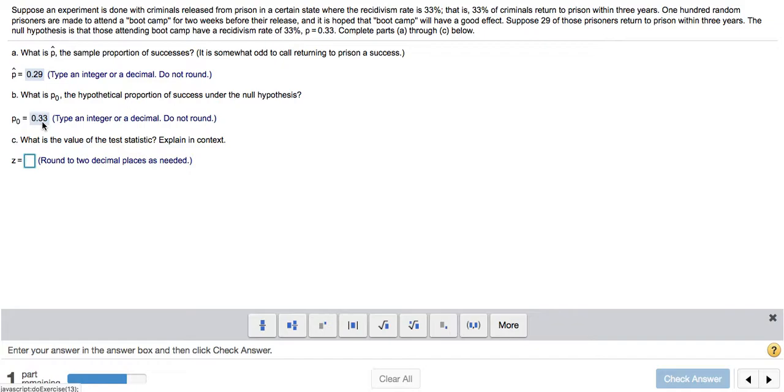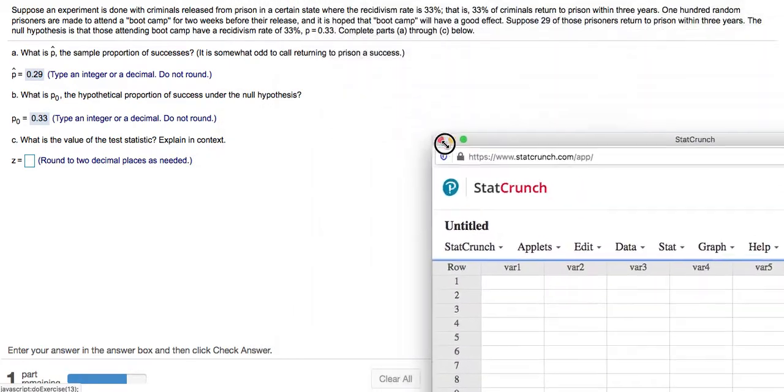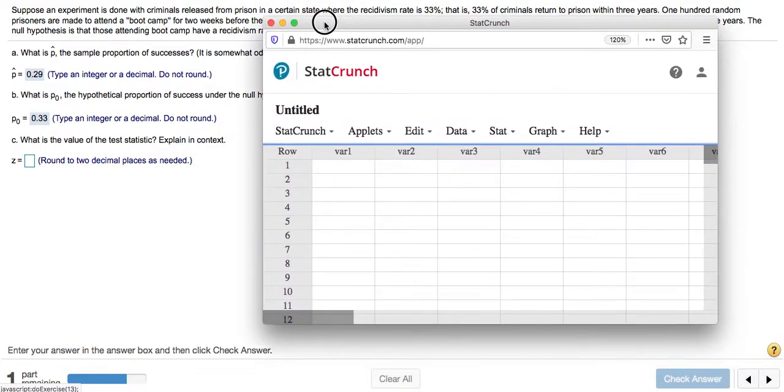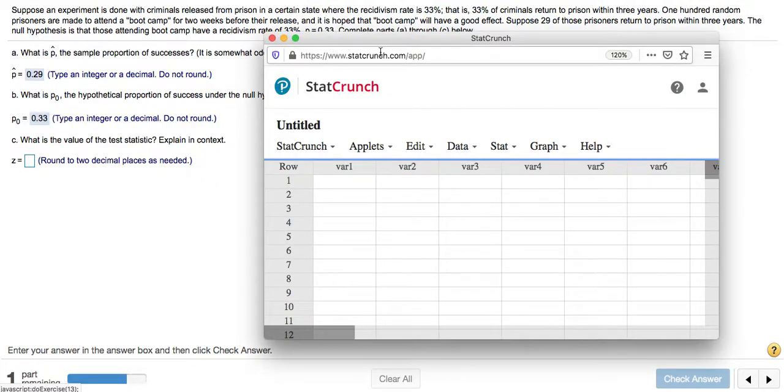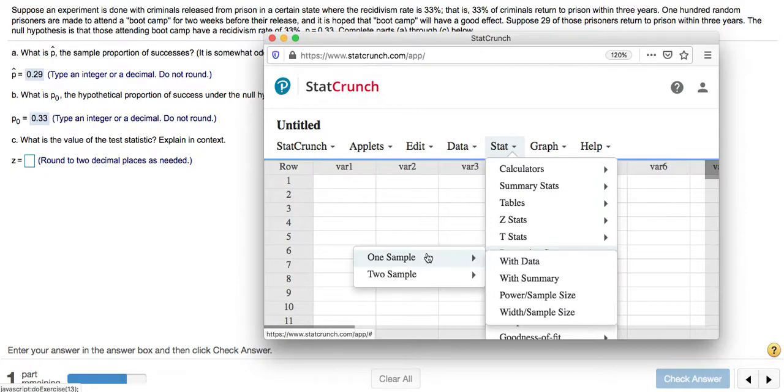Now there are formulas for this that we could use, but you can also use StatCrunch, so I'm going to do that. If you go to Question Help and choose StatCrunch, we want to choose a calculator that will do a hypothesis test for us. So let me show you where that is. If you go to Stat and go to where it says Proportion Stats, this question is asking us about proportions. I want to choose one sample because there was a sample of 100 prisoners. That's just one entire sample.